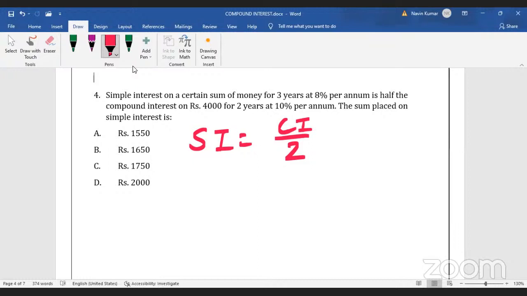Sir, in the first sentence, 3 years at 8% per annum was given to confuse us. The main thing is 4,000 for 2 years at 10%, that is for compound interest. The first part is simple interest; it's not given to confuse. First we will solve the second part, then we will solve the first part. Quickly, because you have another session from 9. We don't have much time.